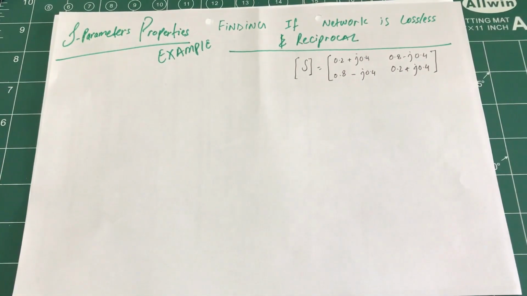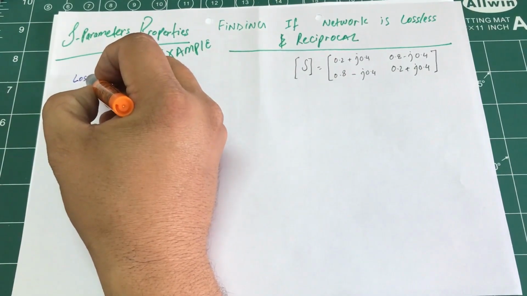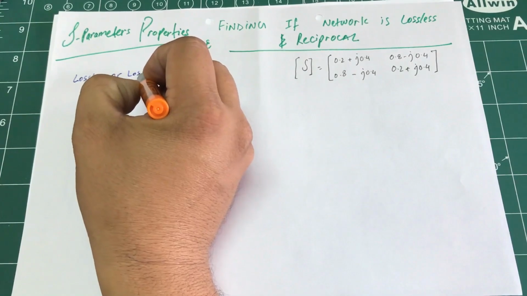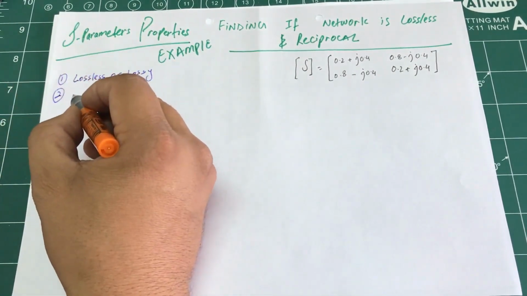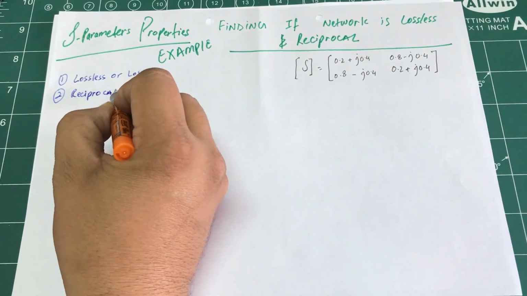Okay, let's do an example of S parameter properties. The two properties that we looked at previously, in the introduction, are these: the first property is known as lossless or lossy, and the second property of S parameters is whether the network is reciprocal or not.